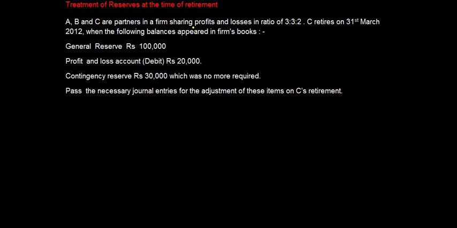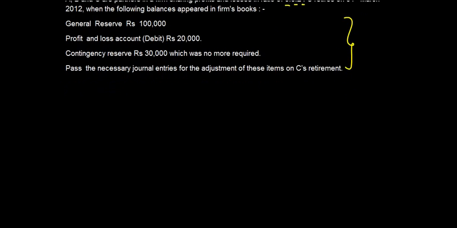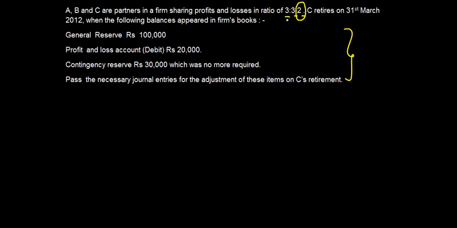A, B, C are partners in a firm sharing profits and losses in the ratio of 3:3:2. C retires on 31st March 2012 when the following balances appear in the firm's books: general reserve, profit and loss account, contingency reserve, which was no more required. Pass the necessary journal entries for the adjustment of these items on C's retirement. We will follow the method where we will only transfer the relevant part of the reserve to C's capital account. So C's share of profit is how much? It is 2 divided by 8, 3 plus 3 plus 2 is 8, or 1/4.